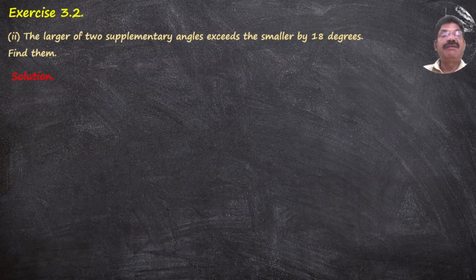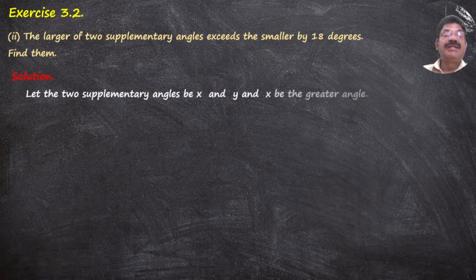Next problem. The larger of two supplementary angles exceeds the smaller by 18 degrees. Find them. Supplementary angles. You remember the definition. Sum of the two angles is equal to 180. Then one angle is supplementary angle of the other. Let the two supplementary angles be x and y, and x be the greater angle. We assume like this. Then x plus y is equal to 180 and x minus y is equal to 18 because we have assumed x is greater angle.